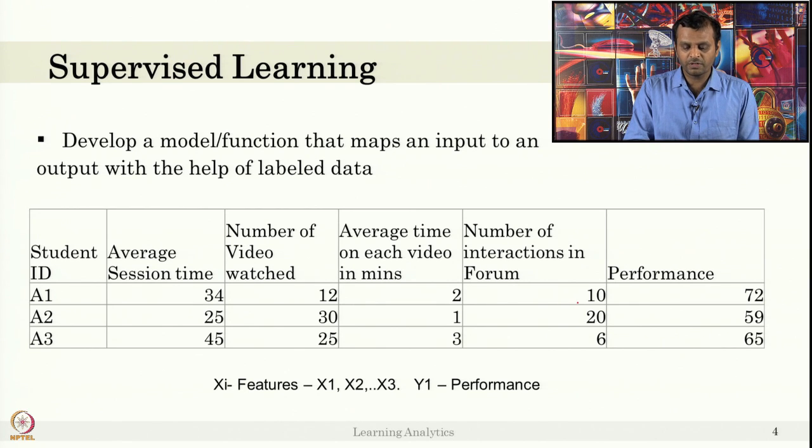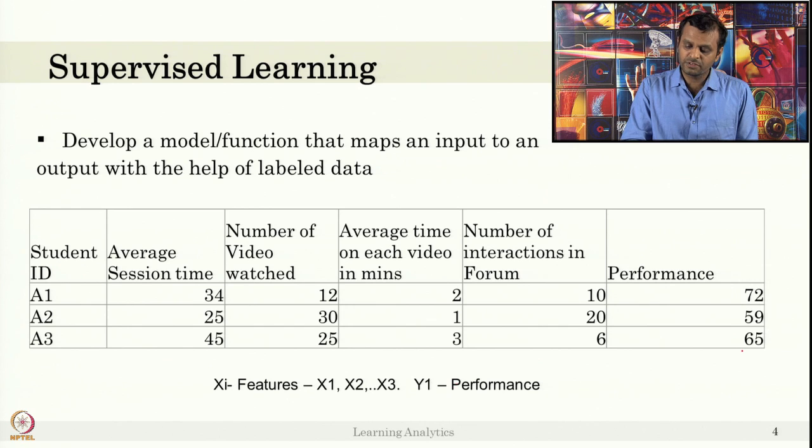Also, we can talk about the number of interactions in the forum, like 10, 20 or 6. So I assume that there are four features I can collect from the MOOC data. I have log data. I computed these four features using Excel or wrote some script to capture them from the raw data.